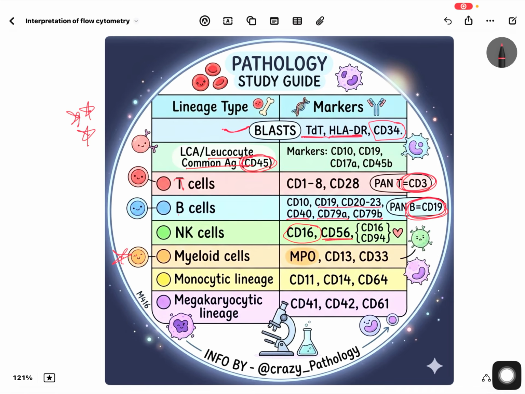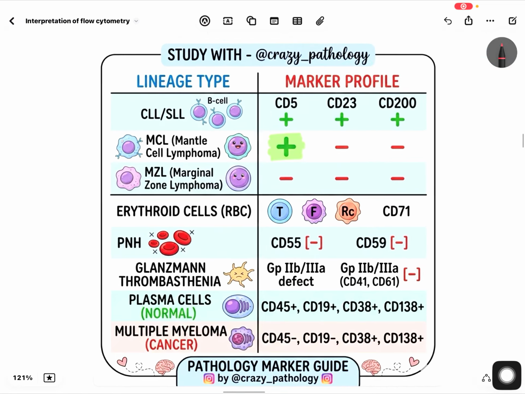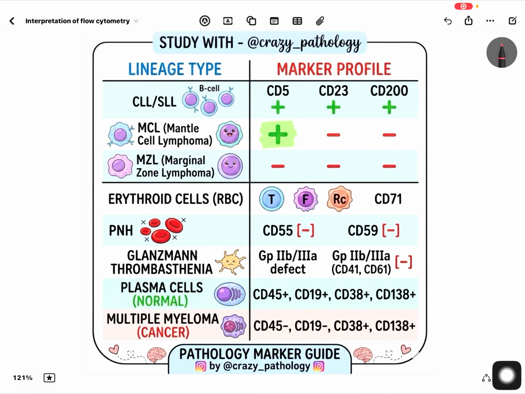Okay, then the most important thing, myeloid cell lineage is MPO, then CD13 and CD34. Okay, then monocytic lineage. I have already told you mono means single, you're single on 14 Feb and at the age of 64. Megakaryocytic, mega means big, so 61 and 41. These are the numbers. Okay, so this is the most important slide. Okay, then next we'll go to something called abnormal slides.